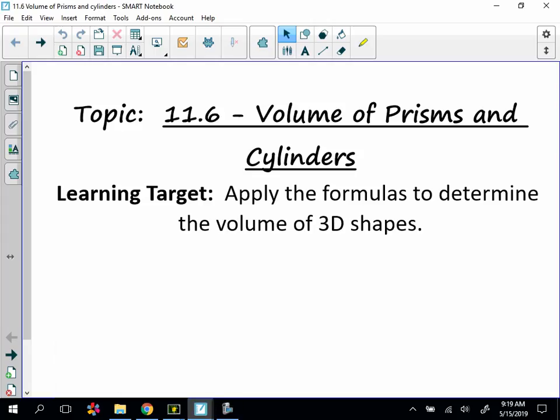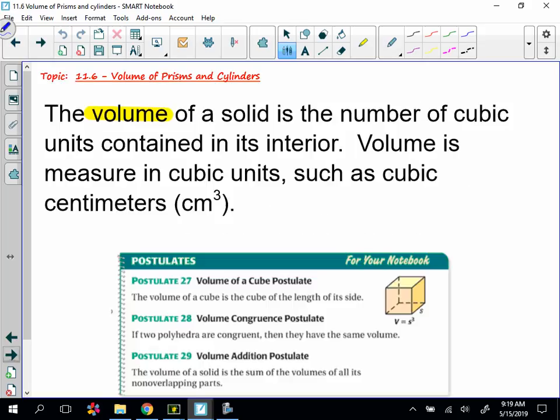Okay, today we're going to continue our discussion and start talking about volume of prisms and cylinders. So our first thing I want to go over with you, or remind you of, is what is volume. So I've got a definition here. The volume of a solid is the number of cubic units contained in its interior.